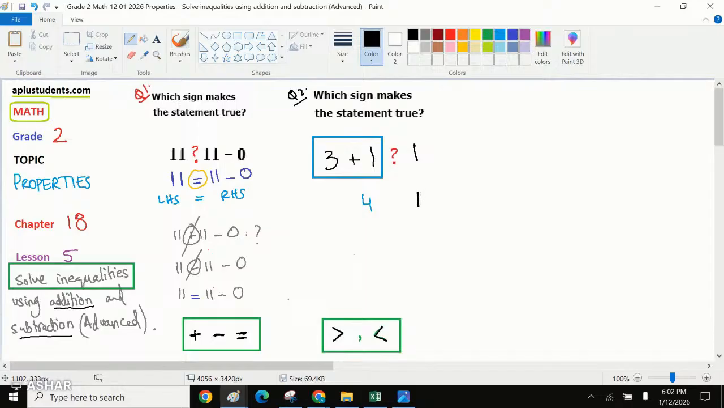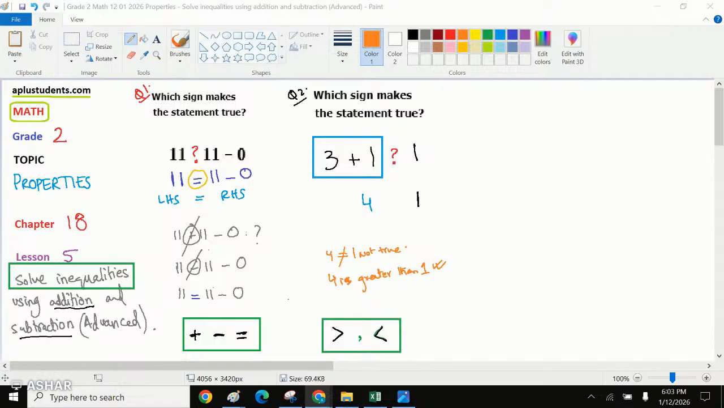So there is no way we can say that 4 is equals to 1, right? We cannot say 4 is equals to 1. Not true. Because 4 is greater than 1. And this statement is true, right? So we can say 4 is greater.